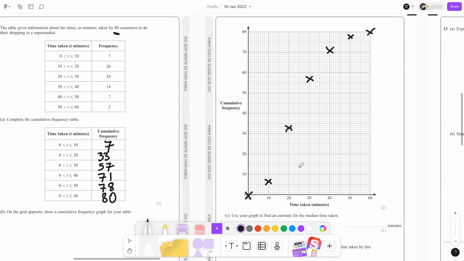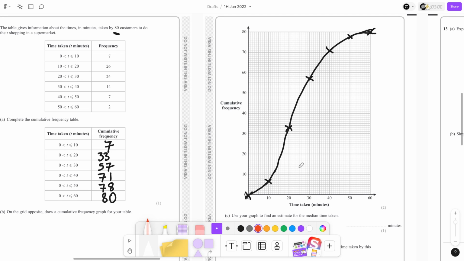And then we can either do a dot to dot, because all these points are valid, or slightly better mathematically, is to draw a smooth curve, but you get marks for a dot to dot, but it must go through every point. Okay, my last one didn't quite. There we go. Use your graph to find the median time taken.